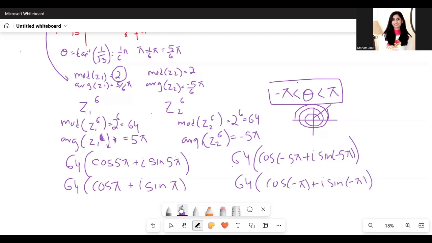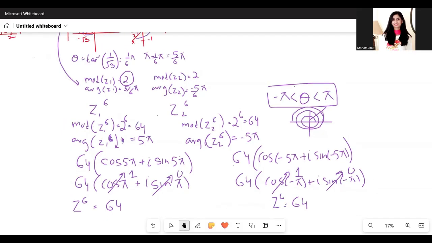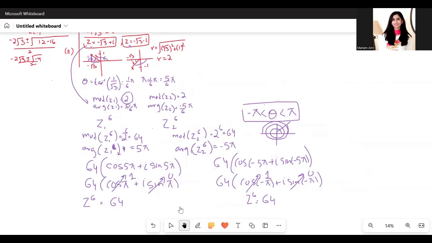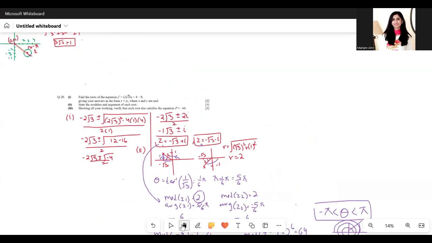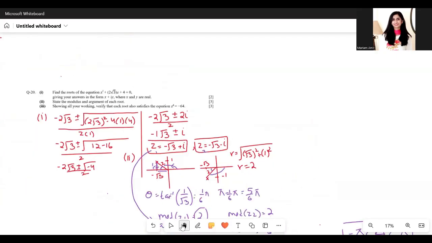Now the sine becomes 0 for both of them, and the cosine would be negative 1 for both of them. So we get 64 times negative 1 and 64 times negative 1. I'm sorry, it becomes negative 64 for both of them, because this is negative 1 and this is also negative 1. So this becomes negative 64 and negative 64. And that is what we were supposed to show, that z to the power 6 is equal to negative 64.